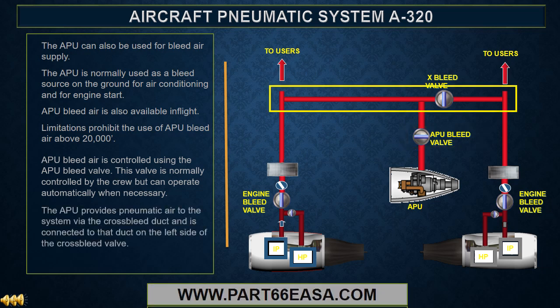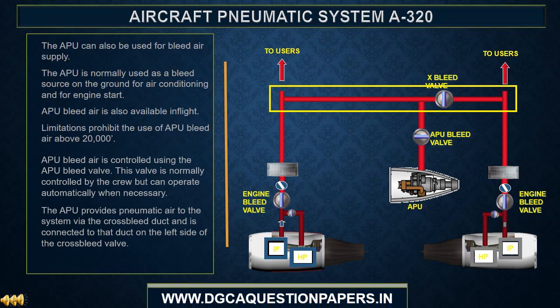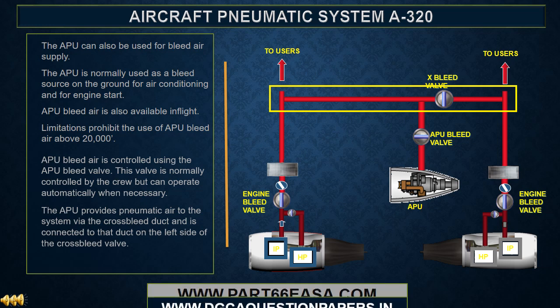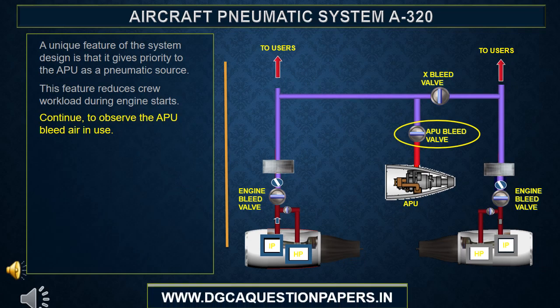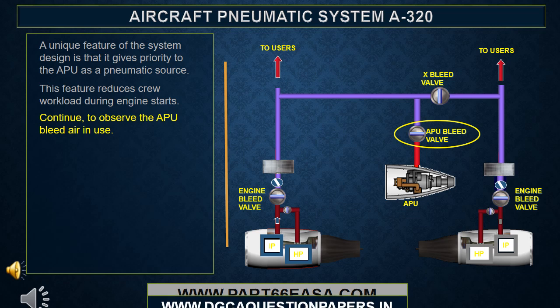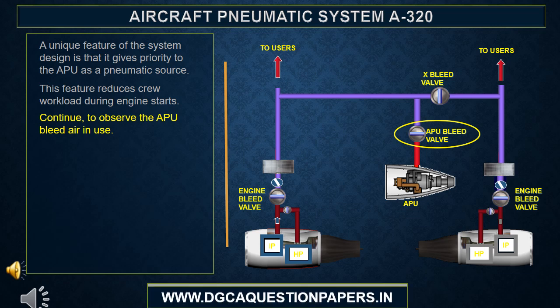The APU provides pneumatic air to the system via the cross-bleed duct and is connected to that duct on the left side of the cross-bleed valve. A unique feature of the system design is that it gives priority to the APU as a pneumatic source. This feature reduces crew workload during engine starts.